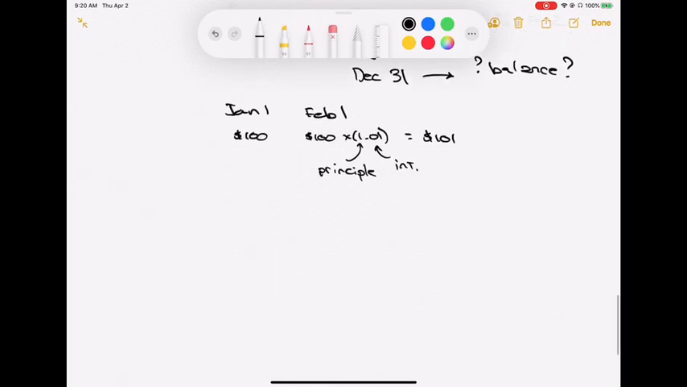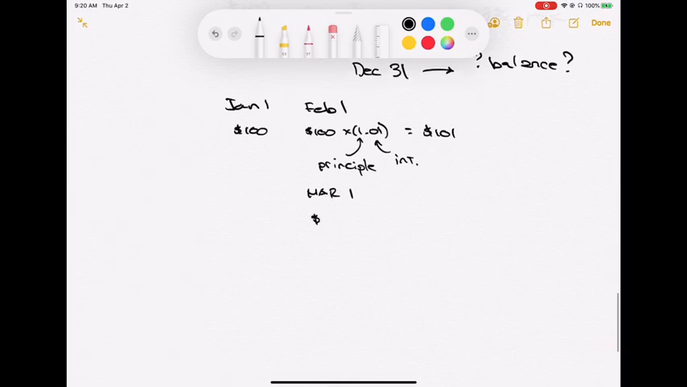What happens on March 1st? We are going to have our previous month's balance, 101, and we need to multiply that by 1.01. If I pull out a calculator and put in the 101 and multiply it by 1.01, what I find out is that I get 102.01. So it's not just one more dollar, it's a dollar and a penny more. That extra penny came out of interest on the previous month's interest. And we can keep going that way till the very end.